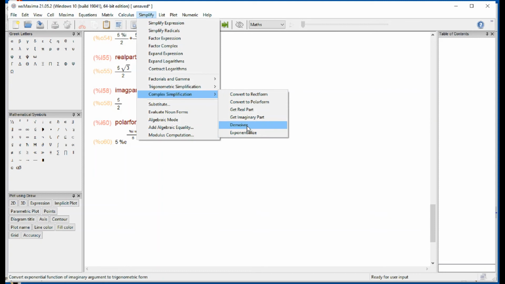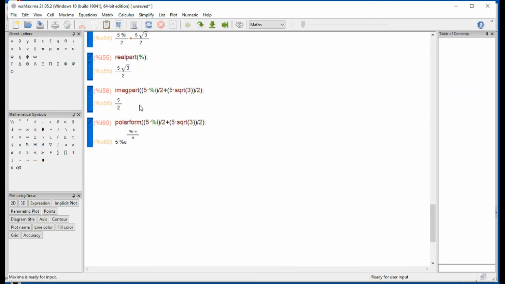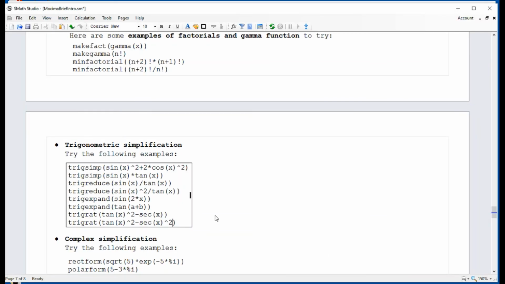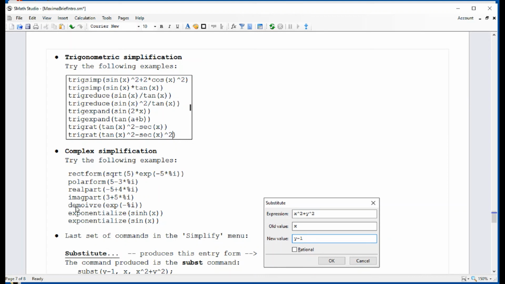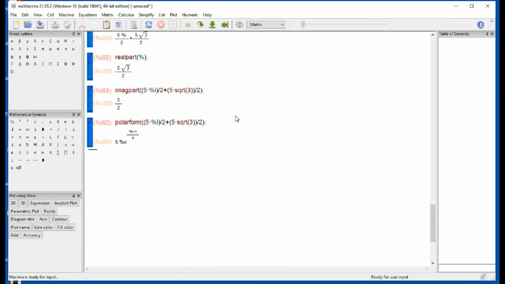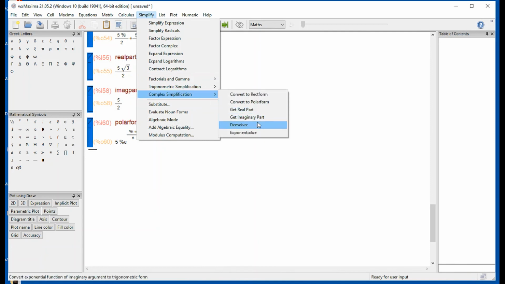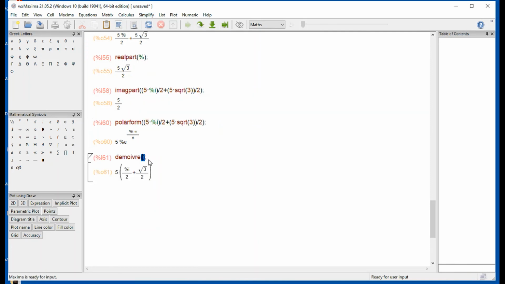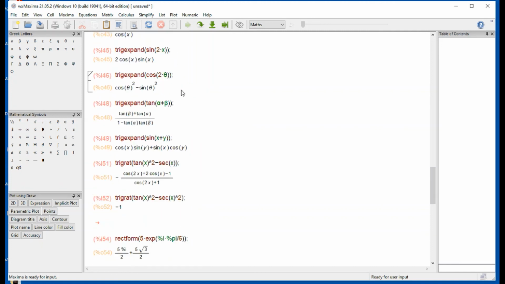The Moivre, it's about the same as polar form. If I look at an example that I have here, the Moivre, exponential of minus I. So I'm going to go here and say Simplify, Complex Simplification, the Moivre, exponential of minus percentage I. Control Enter. That's cosine of 1 minus I sine of 1. That's basically the same as the convert to rectangular form.